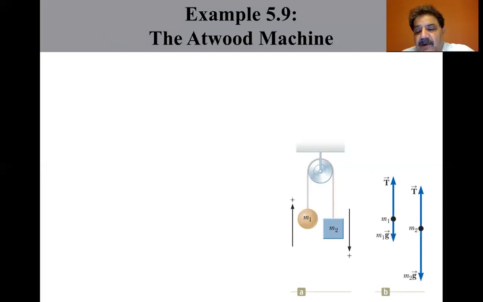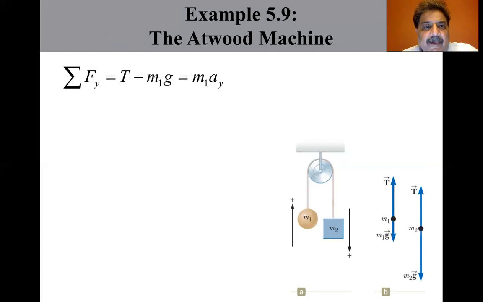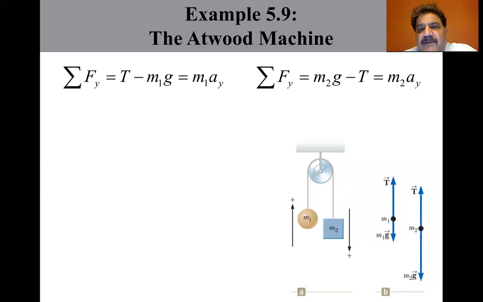From the particle under a net force model, apply Newton's second law to object 1. Fy is equal to T minus m1g equals m1 times the acceleration in the y direction. Apply Newton's second law to object 2. Fy equals m2g minus T equals m2 times the acceleration in the y direction.